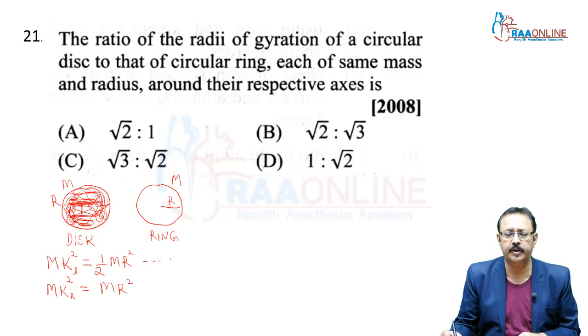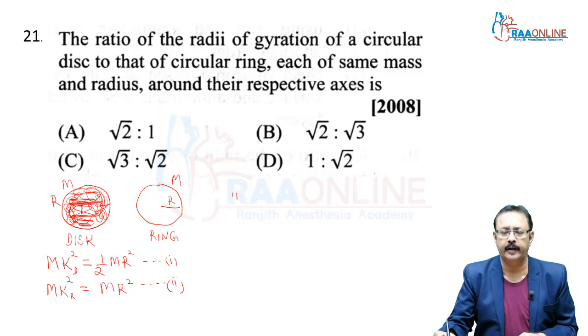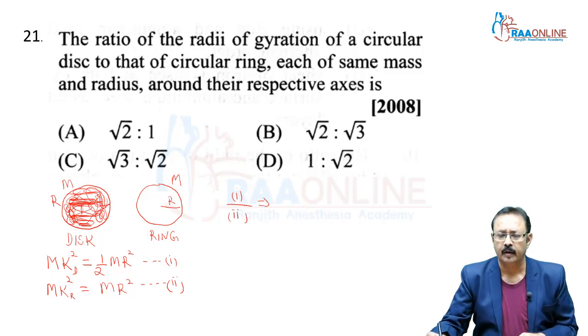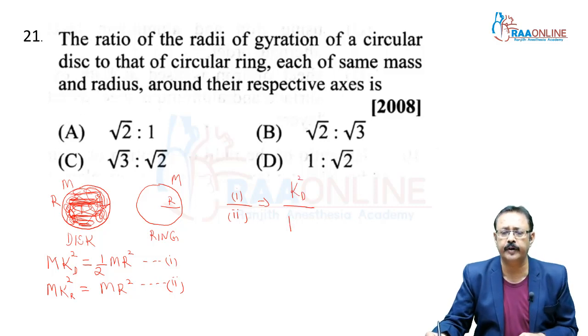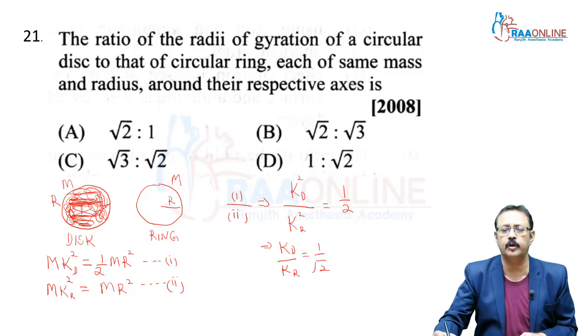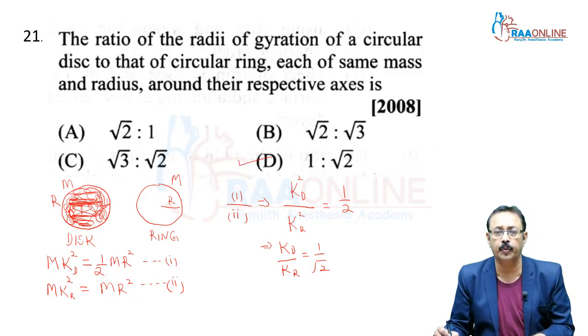Dividing the first equation by the second equation, what am I getting? The square of the radius of gyration for the disk divided by the square of the radius of gyration for the ring is equal to 1 by 2. It means KD divided by KR is equal to 1 by root 2. So we are going with option D, 1 is to root 2.